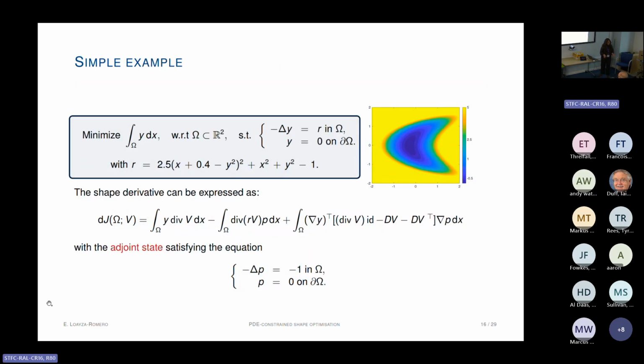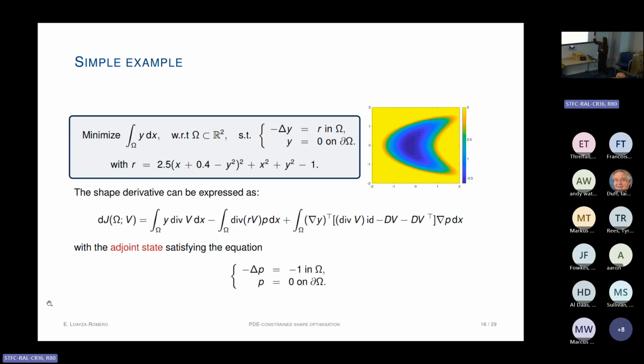So to fix these ideas, I want to start with this very simple example. I have a Poisson equation as my state equation, and I have this shape functional there. One of the things is that this example was chosen in such a way that because of the right hand side of the Poisson equation, we can infer how the solution may look like, because it's going to look like the zero sublevel set of the function. So this is just a contour plot of the right hand side.